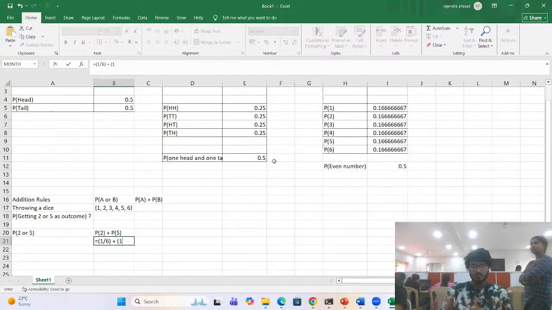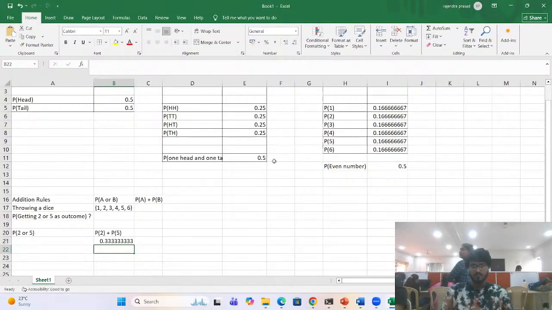plus, what is the probability of getting 5? Same, 1 divided by 6. So what is the probability? 33%. There is a 33% chance you might get a 2 or 5.